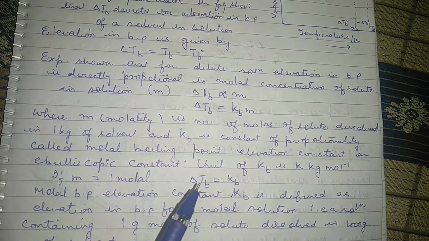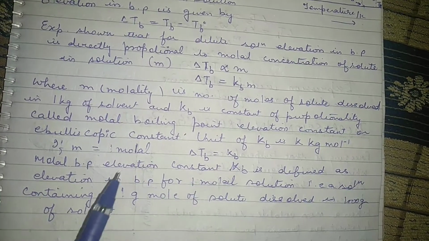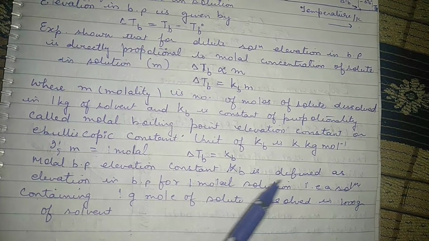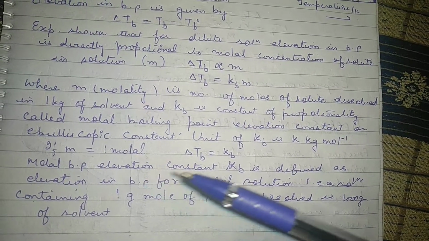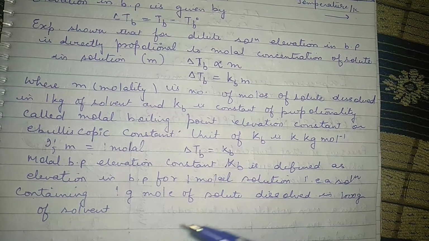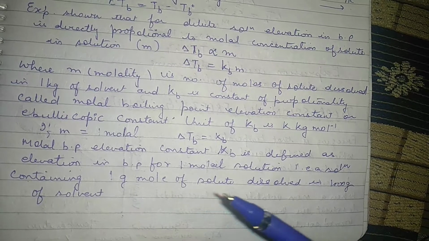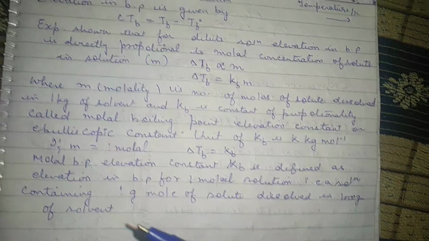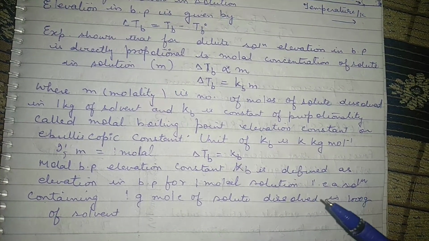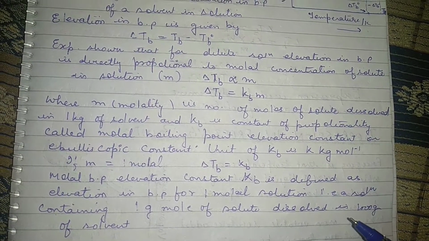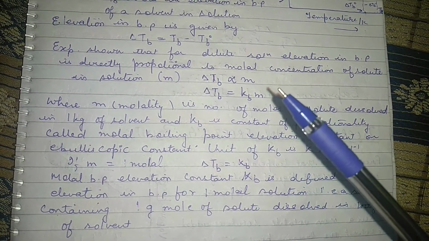So therefore delta TB is equal to Kb हो जाएगा अगर यहाँ पे m is unity. Alright, so molal boiling point elevation constant Kb is defined as, हम लोग यहाँ पे define कर रहे हैं Kb को. So the molal boiling point elevation constant Kb is defined as the elevation in the boiling point for 1 molal solution, that is a solution containing 1 gram mole of a solute dissolved in 1000 gram of a solvent. क्योंकि यहाँ पे हम molality की बात कर रहे हैं, so always we have to consider that is 1000 gram of a solvent. Okay, keep remembering this point, it is very important that here we are considering the molality of the solution.